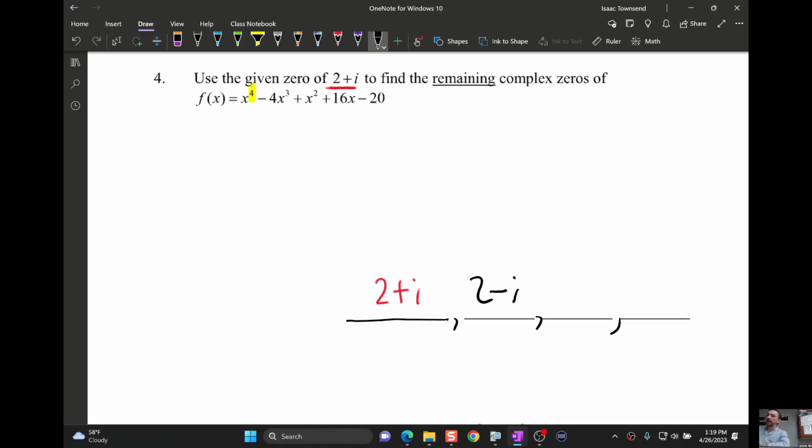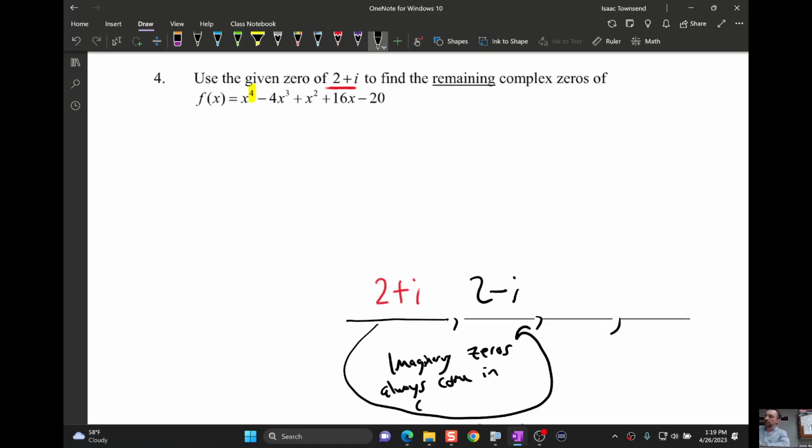And the reason is, and you are expected to know this, that imaginary zeros always come in conjugate pairs. So if 2 plus i is a 0, 2 minus i has to be a 0. Sometimes you have to know that to move forward. So make sure you write that in your notes here.